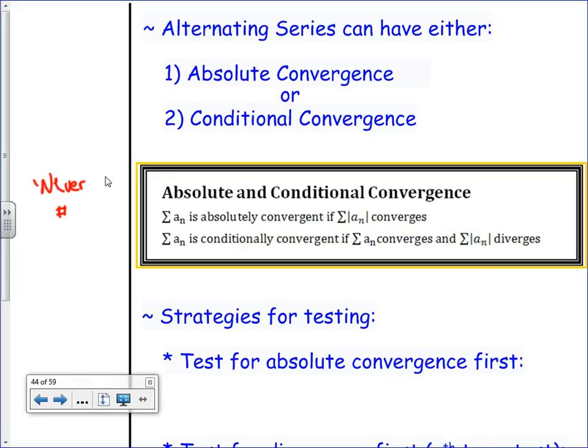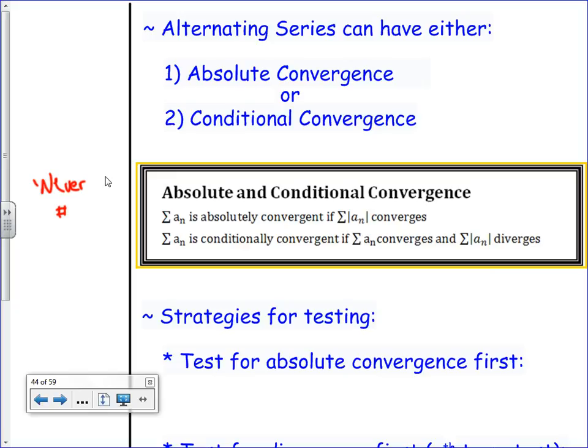Guys, here's the idea. As you're writing the absolute and conditional convergence deal, does the absolute value have to converge? No. So, there's two different strategies for testing. That's what we're going to write in the bottom. There's two different strategies for testing.